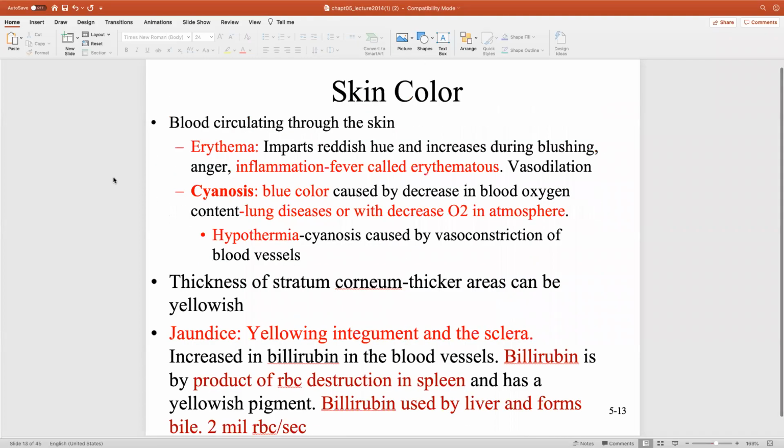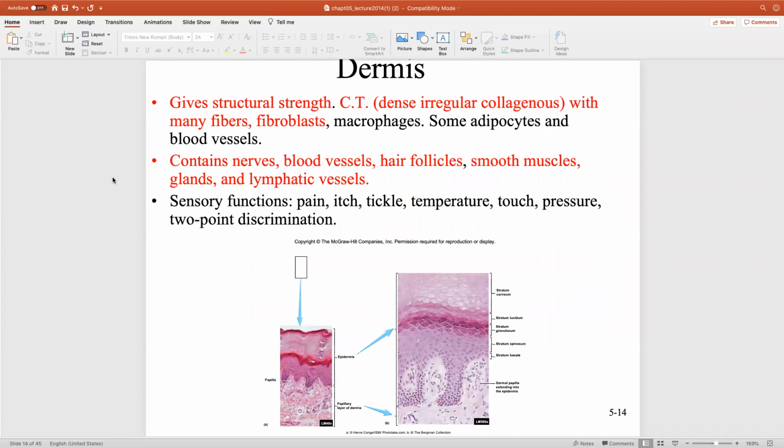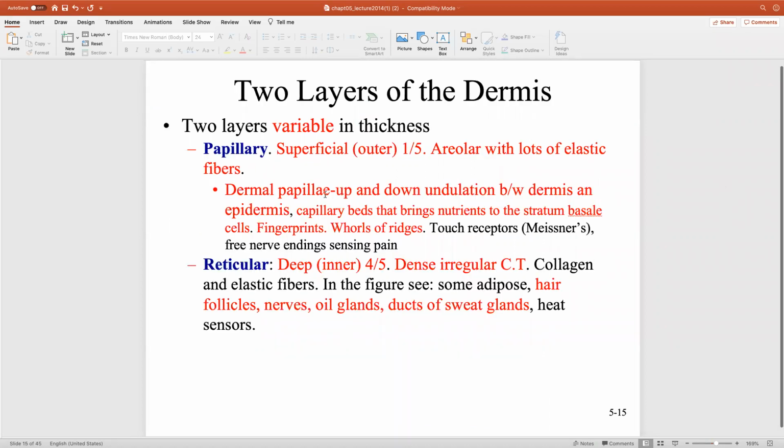So let's talk about the rest of the skin. This is part two. The next part of the skin that's deep to the epidermis is the dermis. Now the dermis is going to be divided into two layers, the papillary layer and the reticular layer.